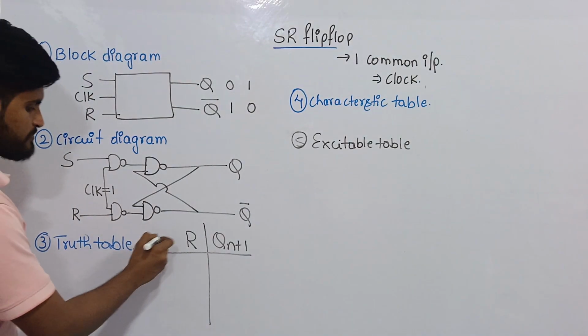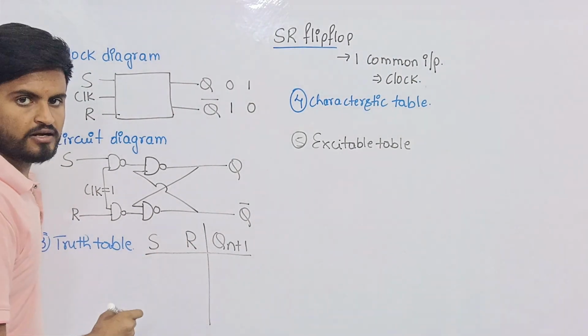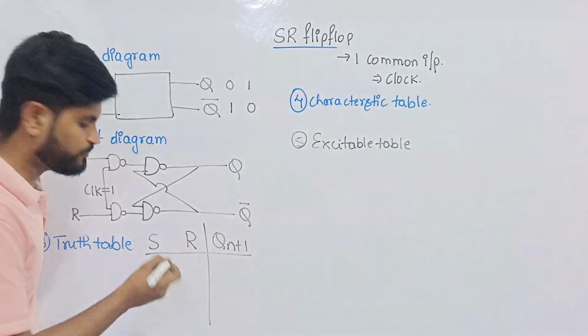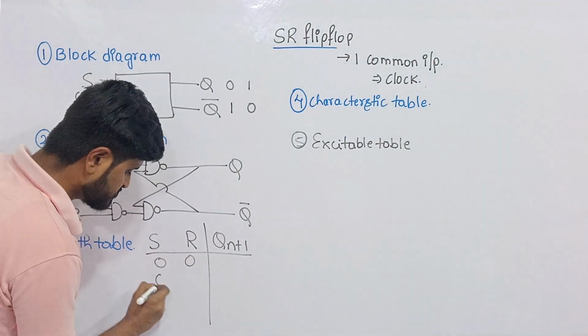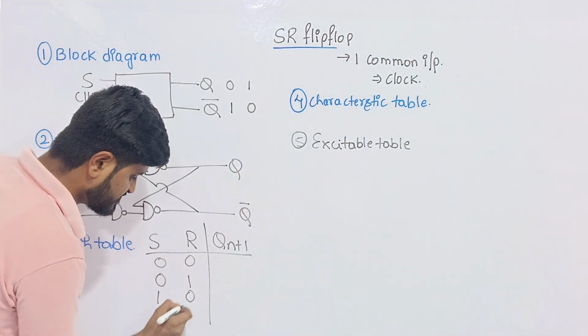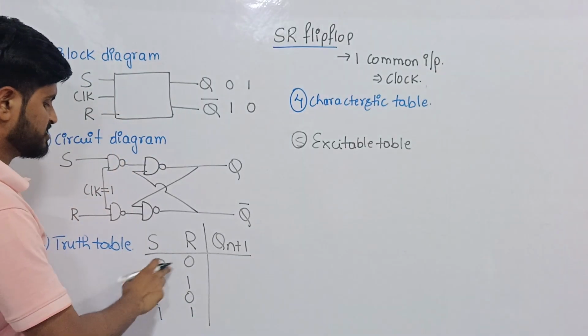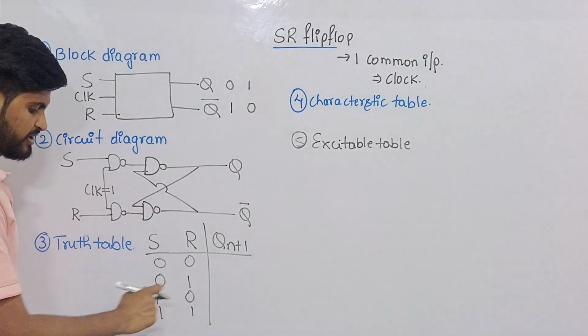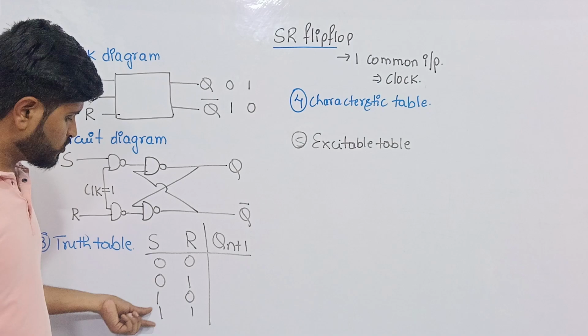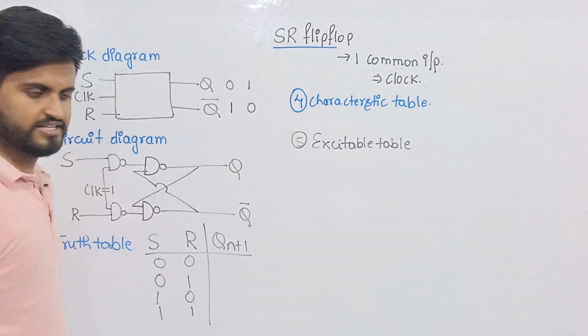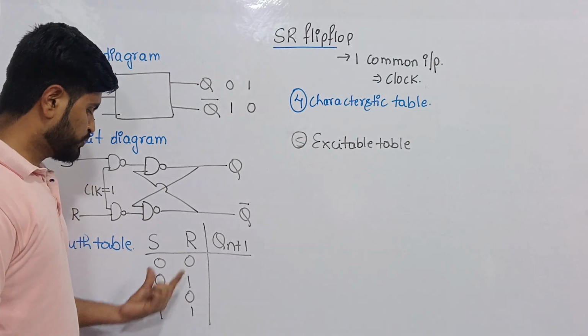If you see, I am having two inputs, S and R. So what will be my combination of inputs? 0 0, 0 1, 1 0 and 1 1. Short trick is 2 zeros, 2 ones, 0 1 0 1, like that. So what will be my output?